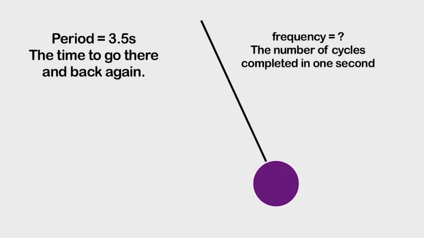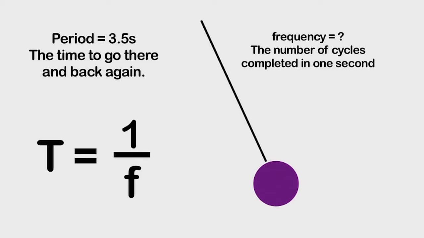The period of Mrs. Bates was 3.5 seconds. That is, the time it took her to go there and back again. We now want to know how many times or cycles she completes in 1 second, and this is called the frequency. Since period is the time for one cycle, and frequency is the number of cycles in a time period, we say that the period is the inverse of the frequency, or T equals 1 over F.